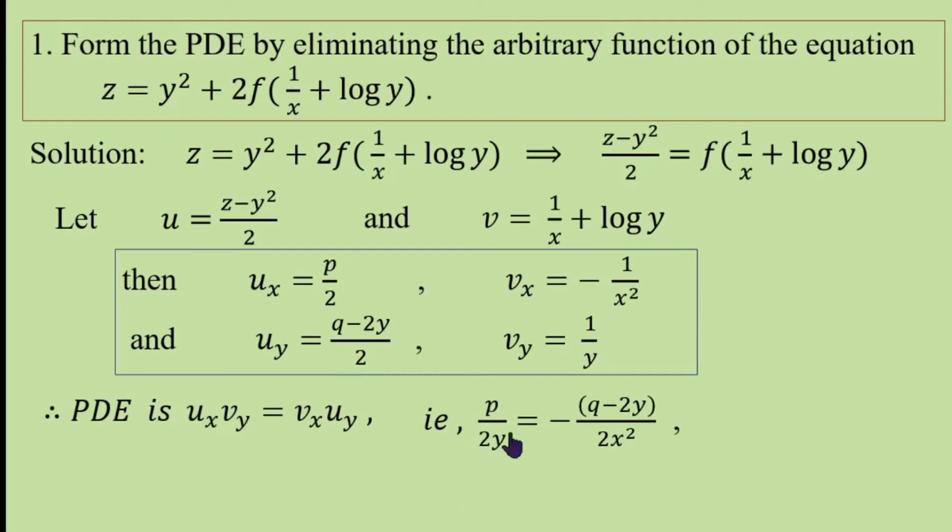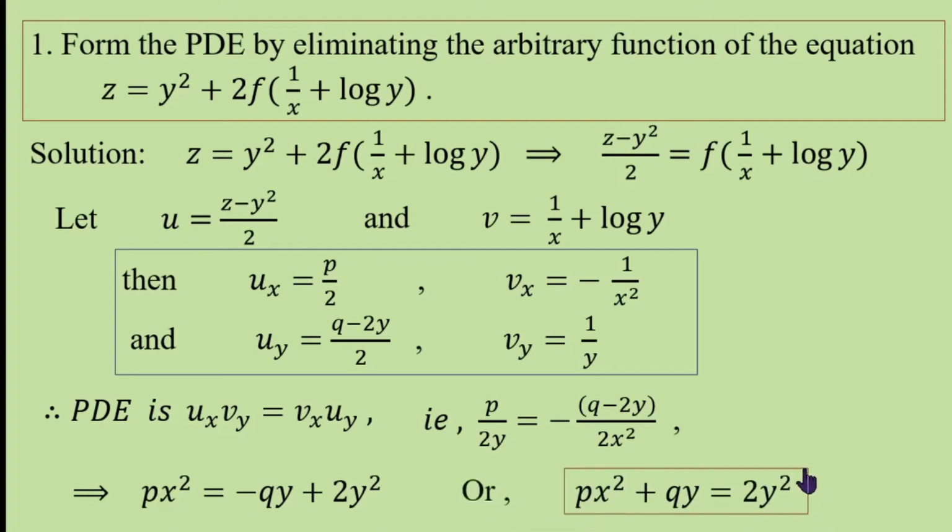Now cancel 2 and rearrange. P x square equal to minus qy plus 2y square. First cancel 2 here. Y into minus 2y is minus 2y square, with this minus, plus 2y square. So p x square is minus qy plus 2y square, or you can write p x square plus qy equal to 2y square. So it is the linear form of the PDE. So this is the required PDE of this functional equation.